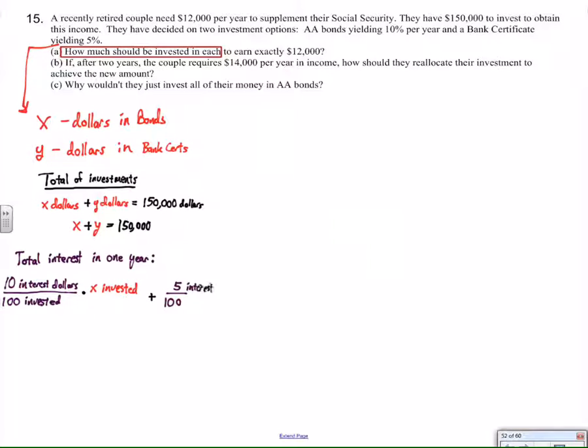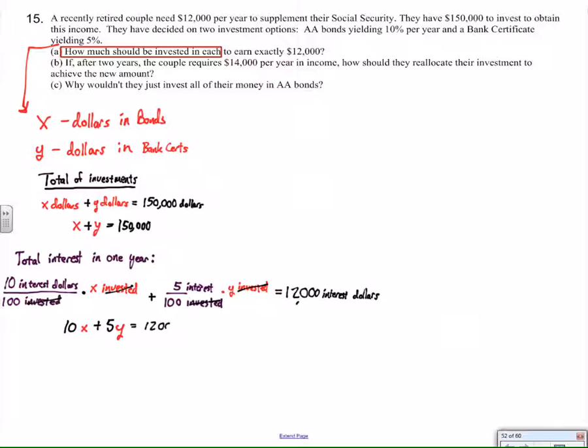Similarly, I'll have $5 gained in interest for every $100 invested if I go to the certificate of deposit, or the bank certificate. Sorry, having a rough day. So anyway, that will add up to the desired target of $12,000 in interest. So if they put so much money here and so much money here, I want the end result to give me $12,000 in interest, so I could take that money, use it to supplement my income, and keep the $150,000 in the bank. It'll just grow the same amount next year then.